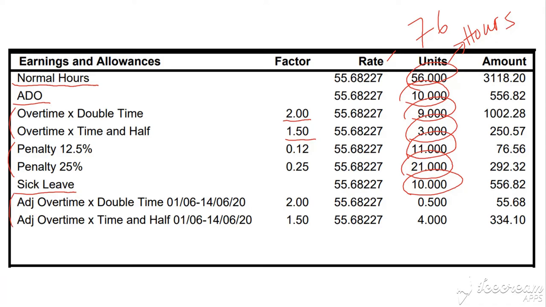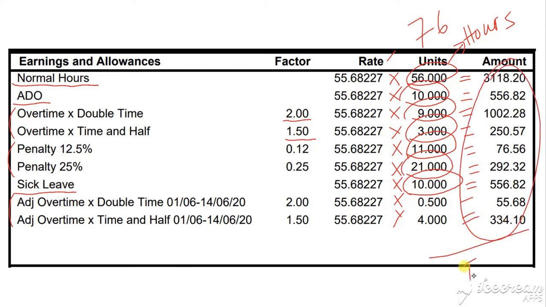The last 2 lines are adjustments. This is overtime I did in the last pay cycle that didn't get paid out till this pay cycle. So if you take the rate and multiply by the units, you get the amount. If you do this down the column, you get the corresponding amounts. If you add up all of the amount, you get a total.